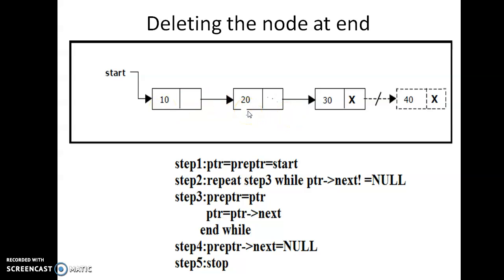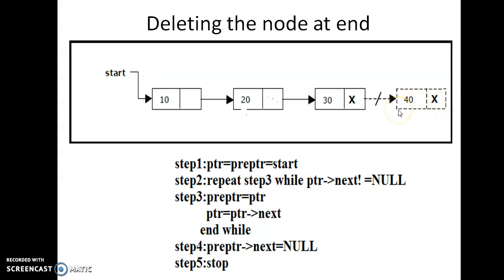Now pointer is present at 20. Is pointer of next not equivalent to null? Yes, it is not equivalent to null. So pointer is going from the 20 memory location to the 30 memory location. So pointer is pointing to the 30 and automatically pre-pointer is pointing to the 20. Likewise, when we are considering here the pointer of next not equivalent to null, yes, 40 will become pointer and 30 will become pre-pointer. And when pointer of next not equivalent to null, no, it is equivalent to null.